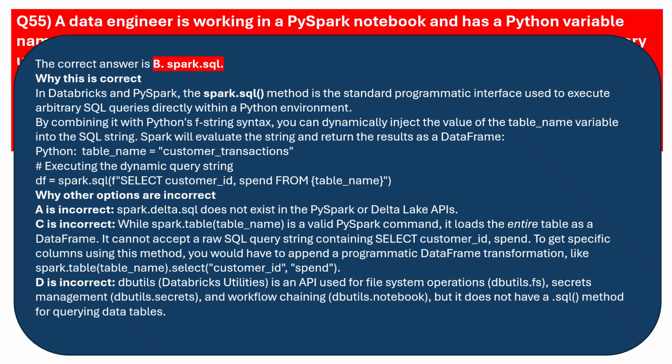To get specific columns using this method, you would have to append a programmatic data frame transformation like spark.table(table_name).select(customer_ID, spend). D is incorrect. dbutils, Databricks Utilities, is an API used for file system operations, dbutils.fs, secrets management, dbutils.secrets, and workflow chaining, dbutils.notebook, but does not have a .sql method for querying data tables.